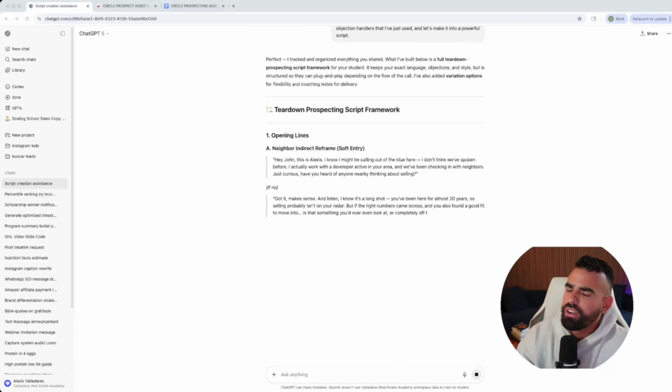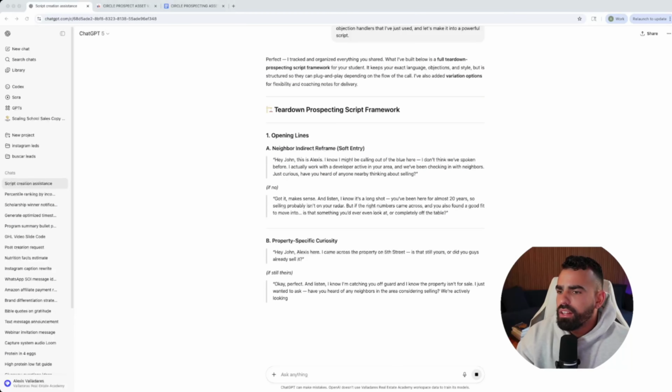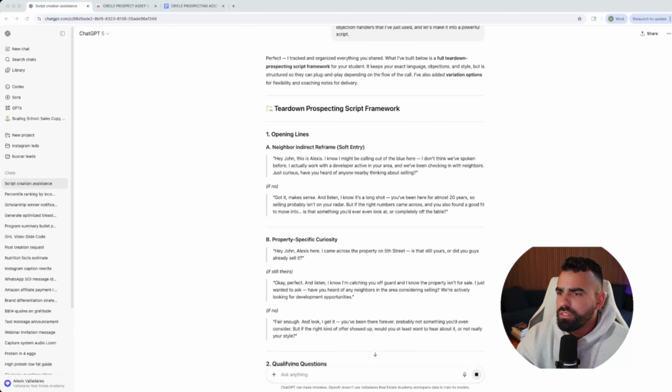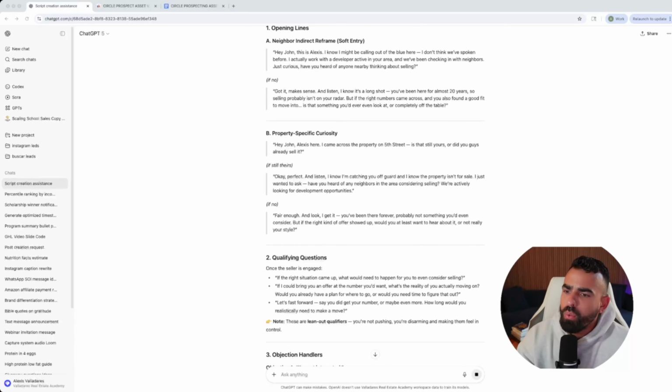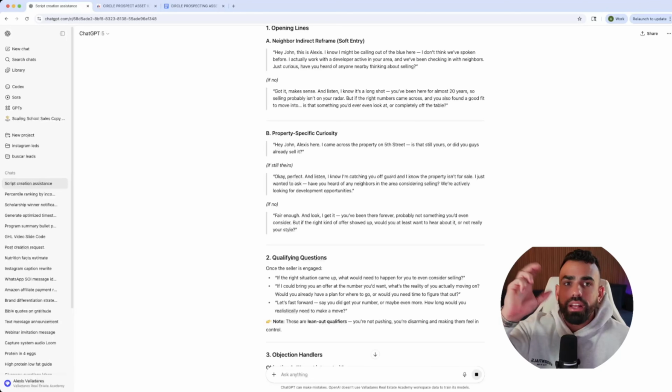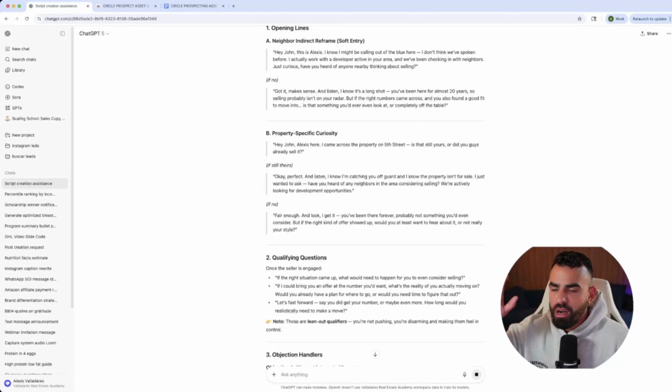Let's come back over here. Opening lines, qualifying question. Once the seller is engaged, if the right situation came up, what would need to happen for you to even consider selling? That is a great question. If the right situation came up, right? This is putting them in a what if. If the right situation came up, what would need to happen for you to even consider selling? Instead of saying, if the right number came across, how quickly could you move? Guys, this is residential real estate. This is more than just a transaction and numbers. Unlike commercial, there's emotion involved.